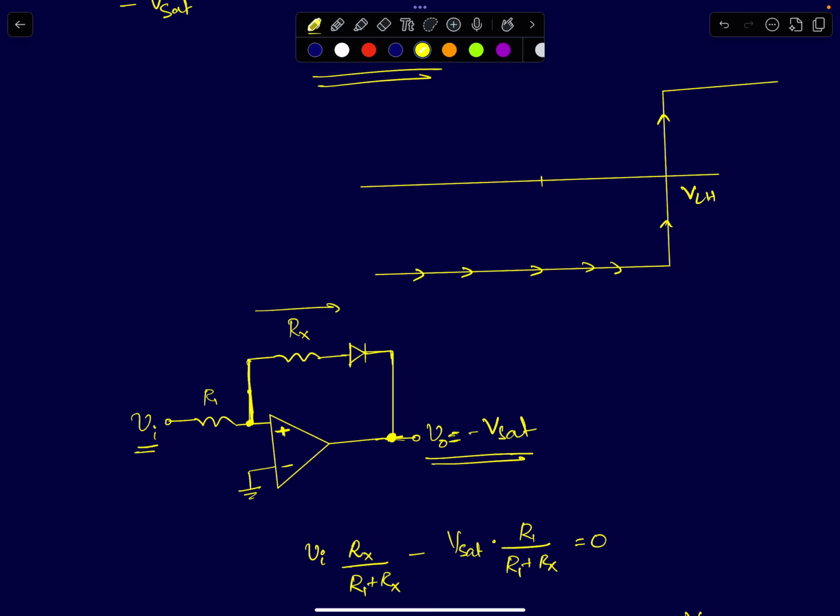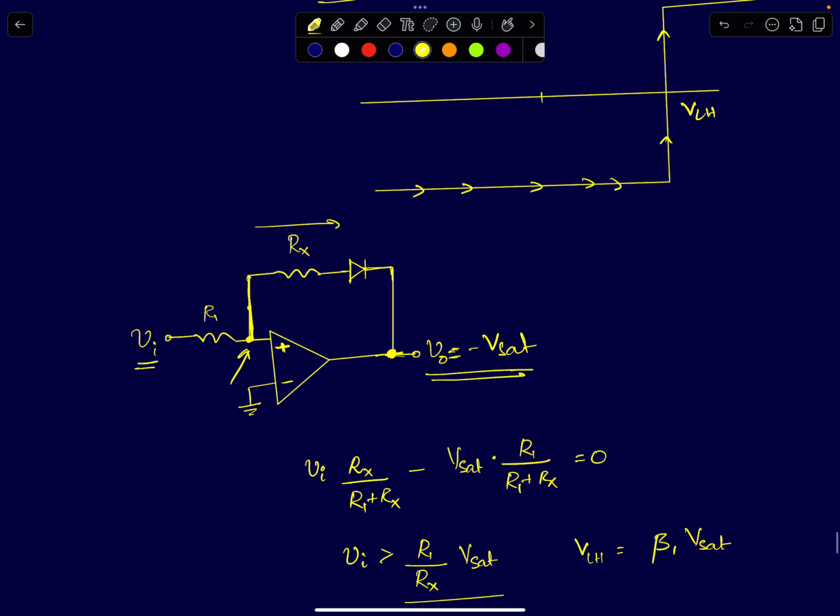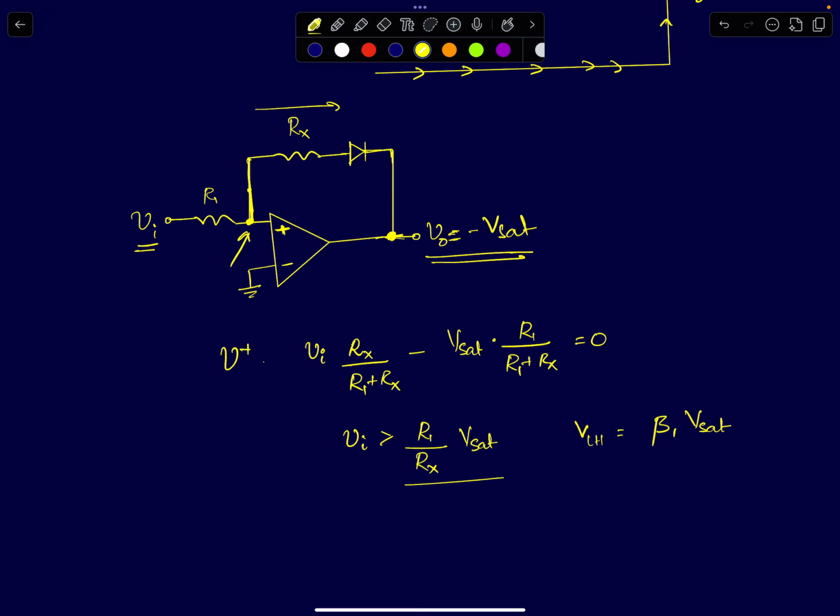So if your output is at minus VSAT, the input is at a huge negative voltage, and now I'm slowly starting to increase it. The voltage at the non-inverting terminal, as we have already derived, will simply be superposition: Vi times Rx by R1 plus Rx. Here I'm assuming the diode cut-in voltage is 0, so there is no V gamma in the expression. V gamma is the diode's cut-in voltage. So I can just assume Vo is minus VSAT and write this voltage: Vi times Rx by R1 plus Rx, minus VSAT times R1 by R1 plus Rx.